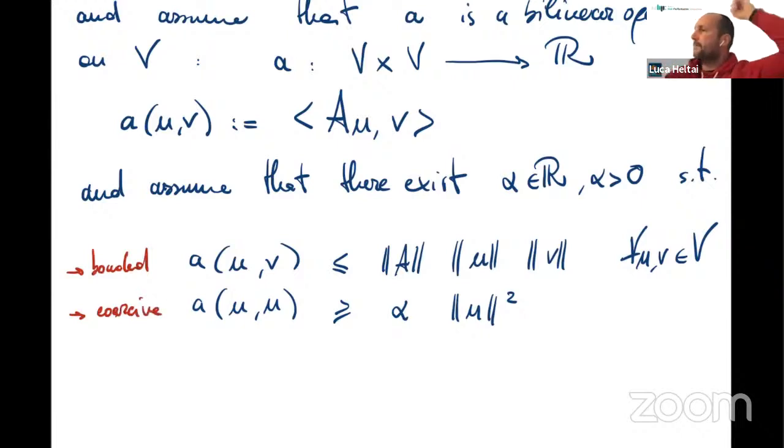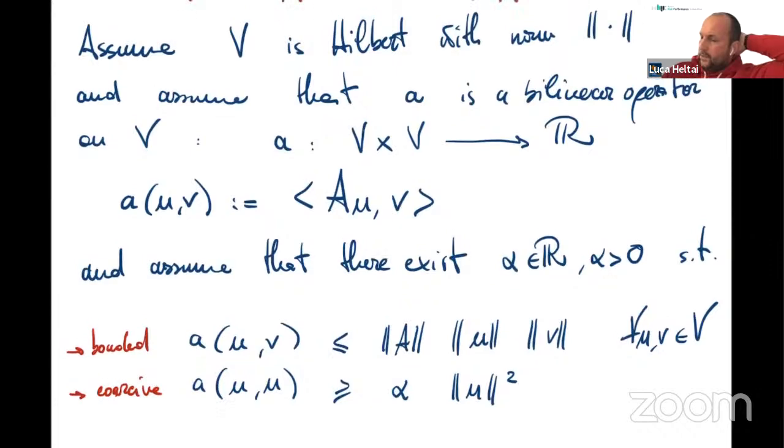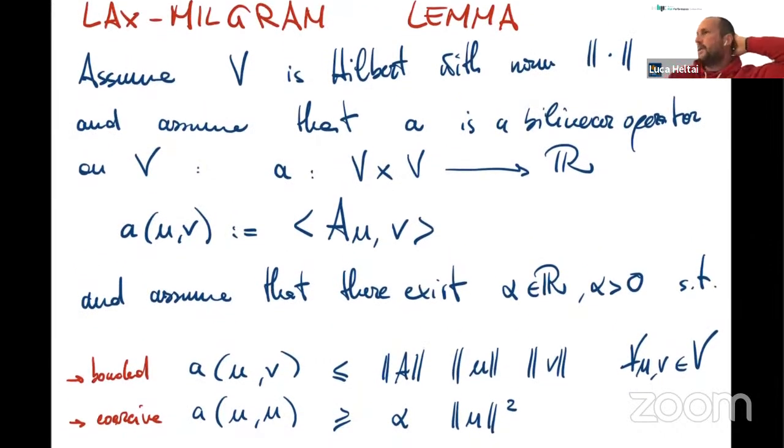Okay. So, the hypotheses of the Lax Milgram lemma. V is a Hilbert space, with norm induced by the scalar product in the Hilbert space. And we assume that A is a bilinear operator. For what we are discussing now, the bilinear operators that we look at are always going to be in the form of operator capital A applied to U tested against V, which is exactly what we have here.